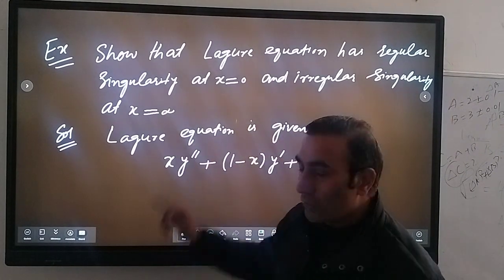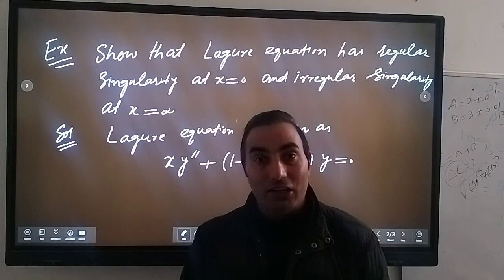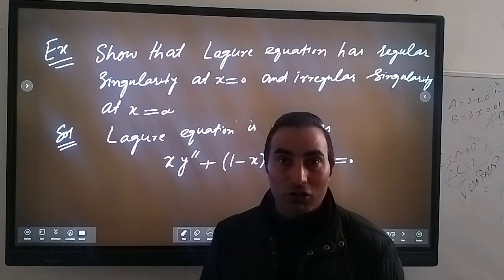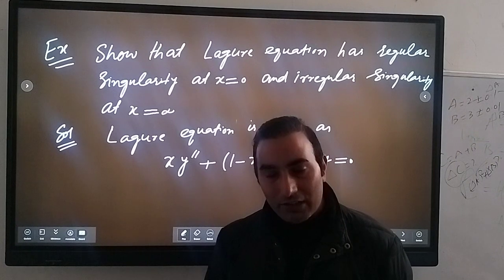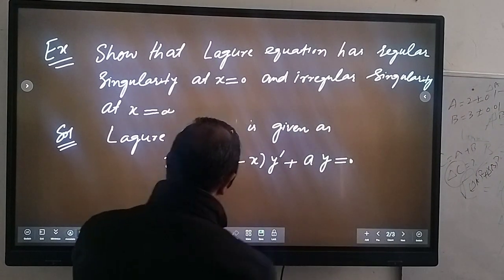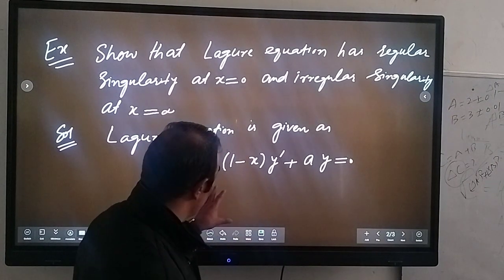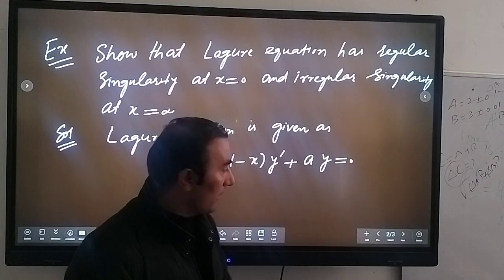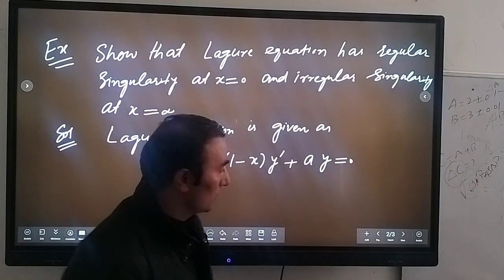And second, at x equal to infinity, we need to prove that it has an irregular singular point, which is called an essential singularity. That means at x equal to infinity, both the limits diverge. So we need to check those limits first. Our differential equation is x y double dash plus (1 minus x) y dash plus a y equals 0.